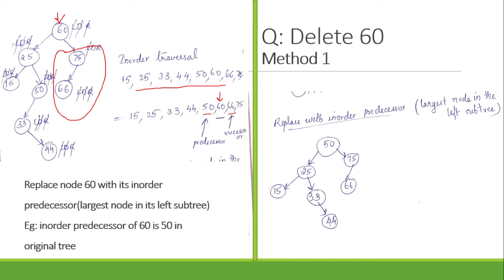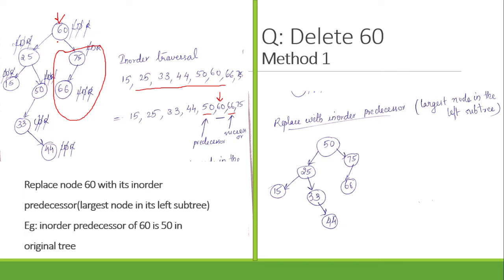We will see what will be the resultant tree after replacing the node with the in-order successor. What is the resultant tree after replacing it with the in-order predecessor? We will see both the cases. So I have written the in-order traversal result here.